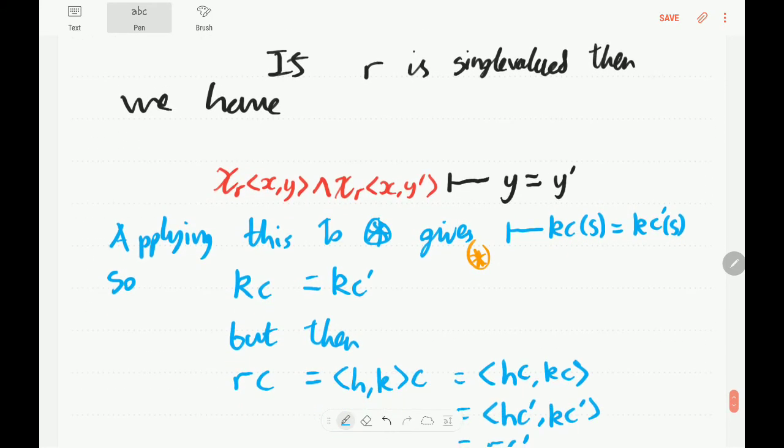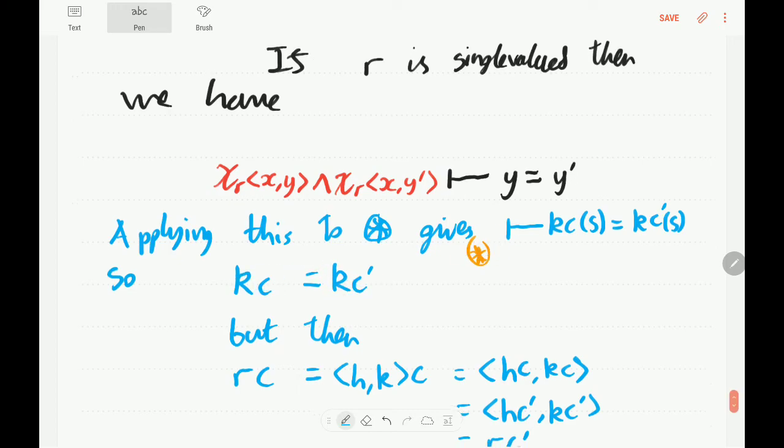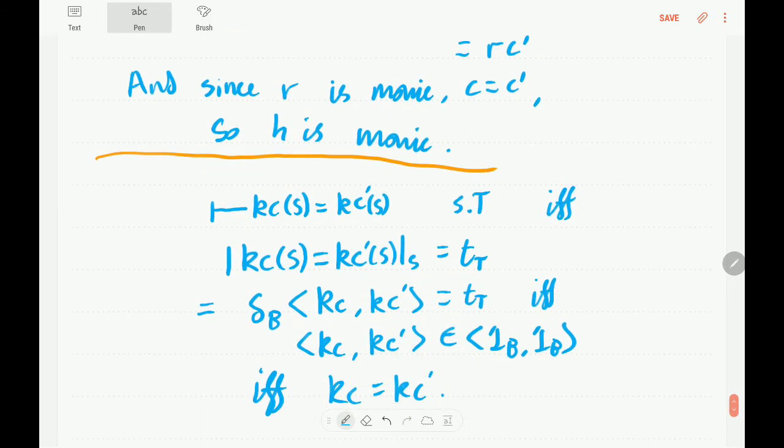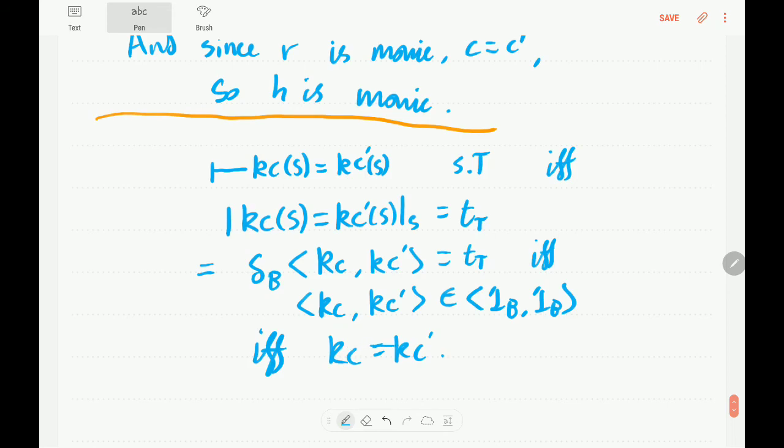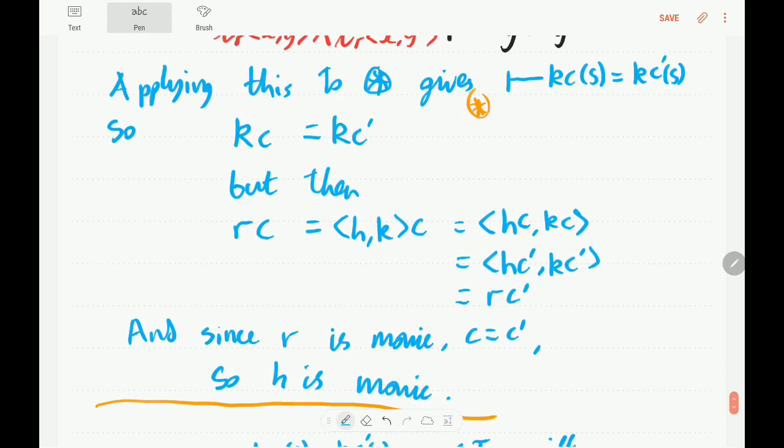And now if we interpret that, we get that kC equals kC'. So let's just see how we interpret that. This is the expression we're interpreting. So the interpretation of this term here is delta_B after (kC, kC') equals true, which means that kC equals kC'.